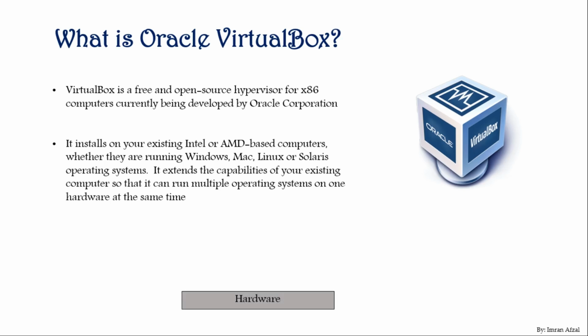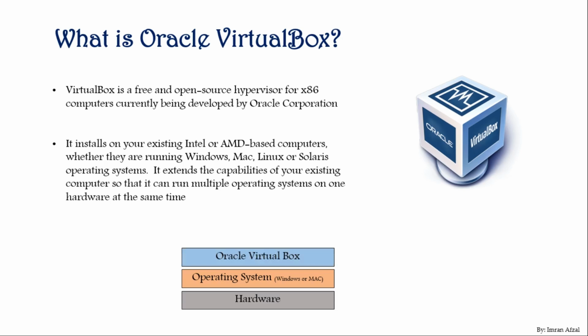So you have the hardware layer, and then on top of it you install the operating system. Of course, it could be any one you have, that is Windows or Mac. And then you install Oracle VirtualBox. It's just a program, a software that you install on your machine like any other software that you would install. Once you have installed Oracle VirtualBox, then you could install Linux on it as a separate small version of operating system. You could have Windows on it, or you could have Mac on it. So this VirtualBox allows you to have multiple operating systems on the same hardware.